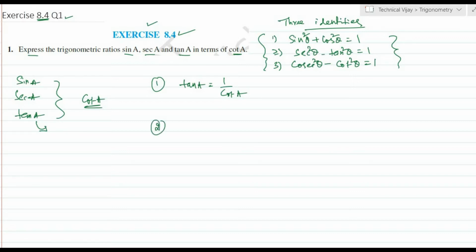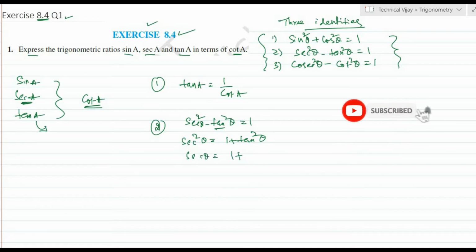Second one, secant. See here, secant and tan relationship, and tan and cot is the relationship. So secant square theta minus tan square theta is equal to 1, we know. So secant square theta is equal to 1 plus tan square theta. Here we have sent it to the RHS. So secant square theta is equal to 1 plus tan square theta, where tan can be written as 1 by cot. So secant square theta is equal to 1 plus 1 by cot square theta.